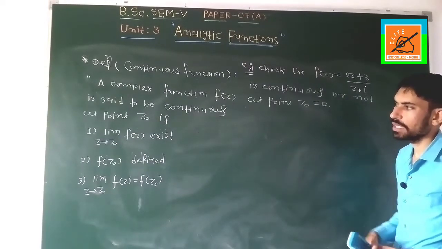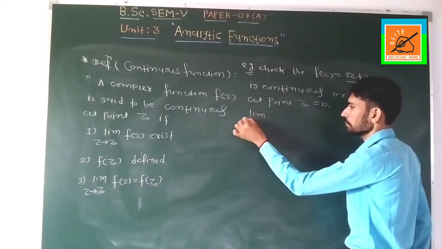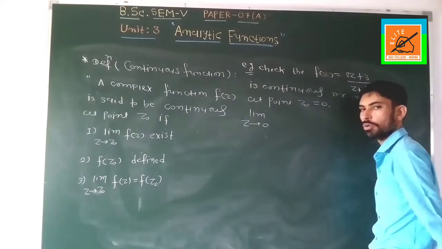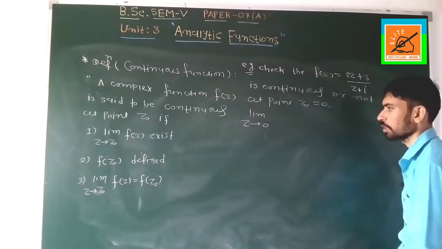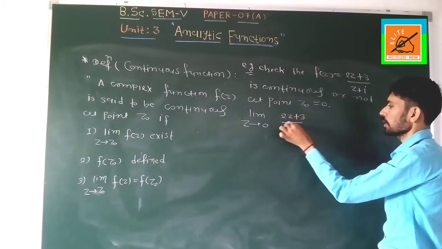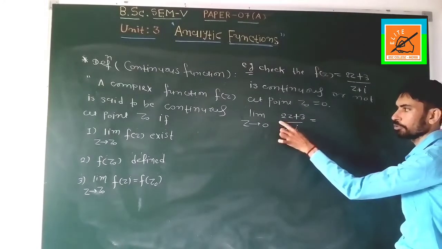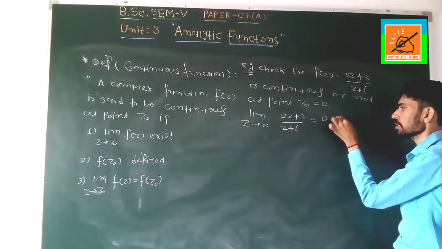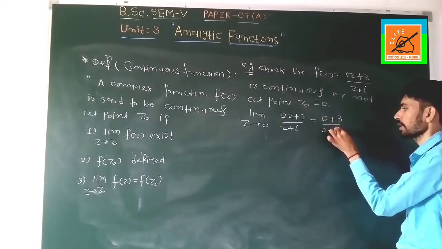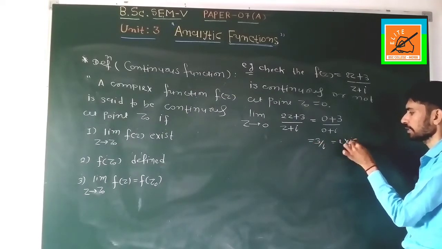So here we find the three values. First we find the limit of our complex function, limit z tends to 0, since our z0 is 0. Our function is 2z plus 3 upon z plus i. Now substitute z is equal to 0 in the function. So 0 plus 3 upon 0 plus i, we get the answer 3 upon i, which means the limit exists.